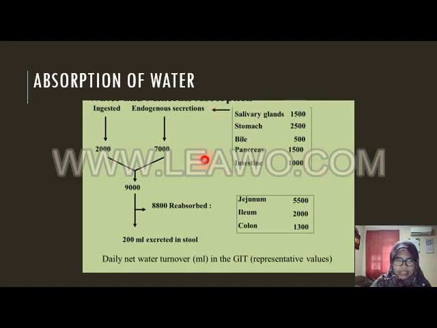So this altogether is about 7 liters, and out of these 9 liters of fluid, about 8,800 ml will be reabsorbed into the intestinal cells and back to the blood capillaries. Basically the distribution is the duodenum will absorb about 5.5 liters, the ileum about 2 liters, and the balance of about 1.3 liters will be further absorbed in the colon. Okay, so the balance of about 200 ml is what we excrete in the stool.